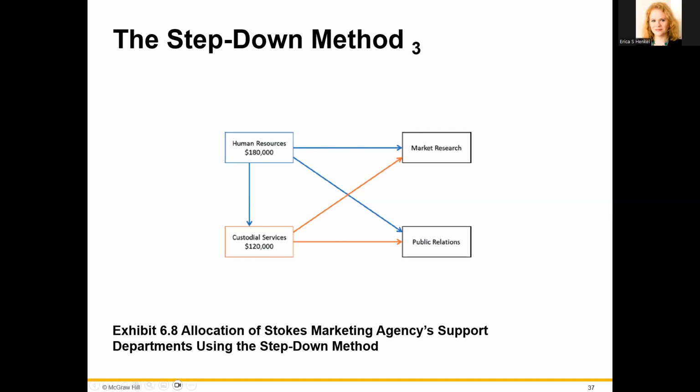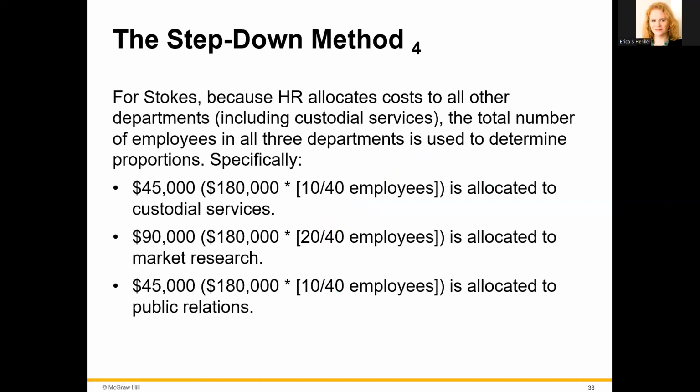Custodial services will then distribute to market research and public relations, which are the remaining two departments. So what that looks like for the human resources, so 10 employees are in custodial services. So we take their 180,000 and then we multiply it times 10 divided by 40 or 25%. Market research has 20 employees out of the 40. So we take 180,000 and multiply it times their 20 out of 40. And then same thing for public relations.